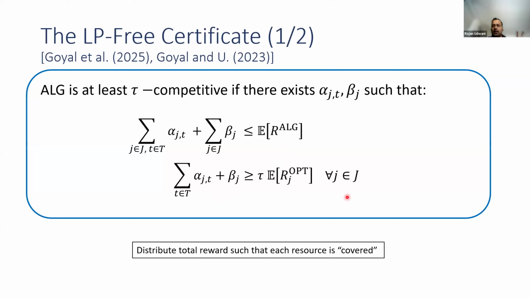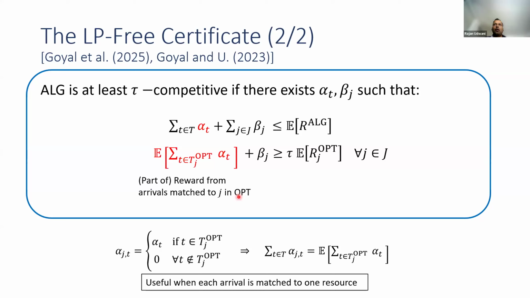And the second part is the covering constraint. I'm covering each resource j. So for resource j, the sum of all the alpha j(t), where j is fixed, plus the beta j, should be at least tau, the competitive ratio that I want to target, times the optimal solution's revenue from j. So this is basically just saying I want to distribute total reward such that each resource is covered.